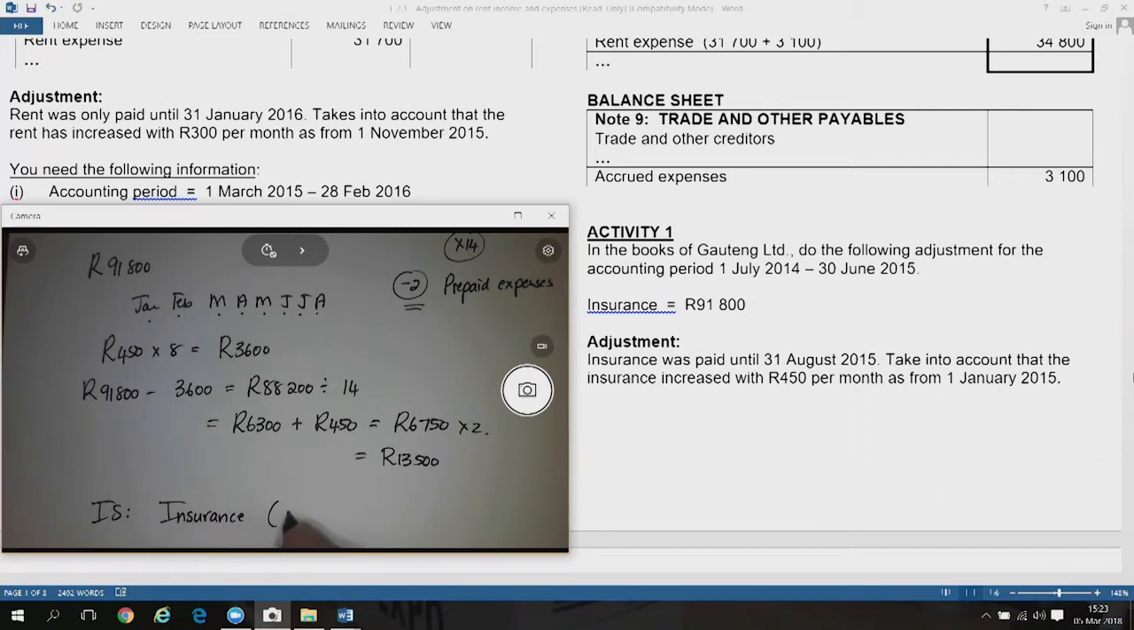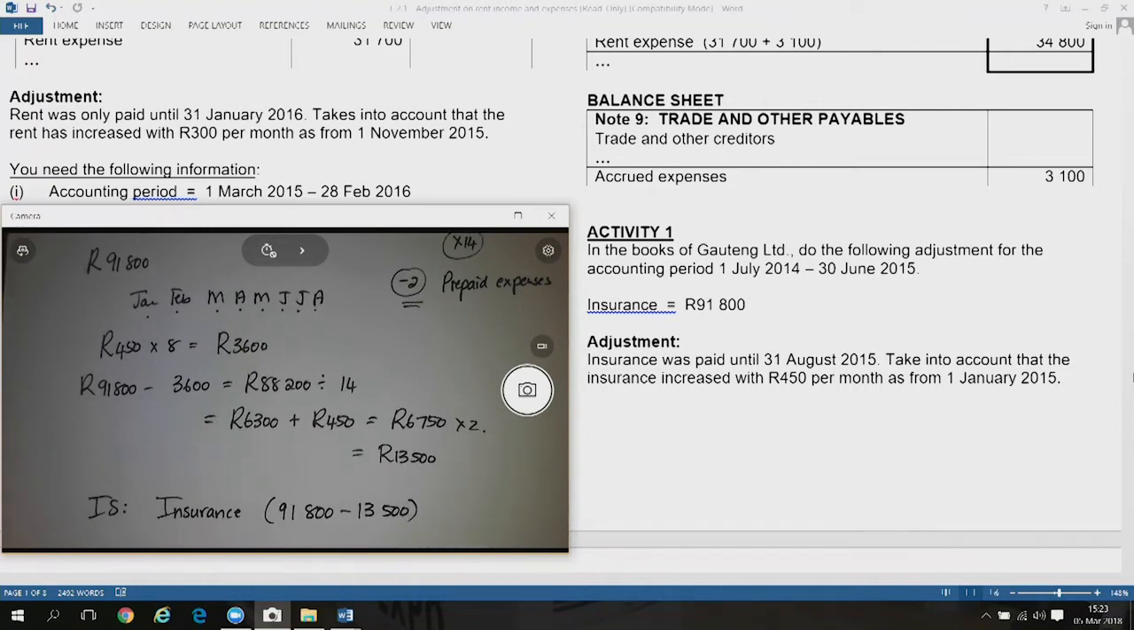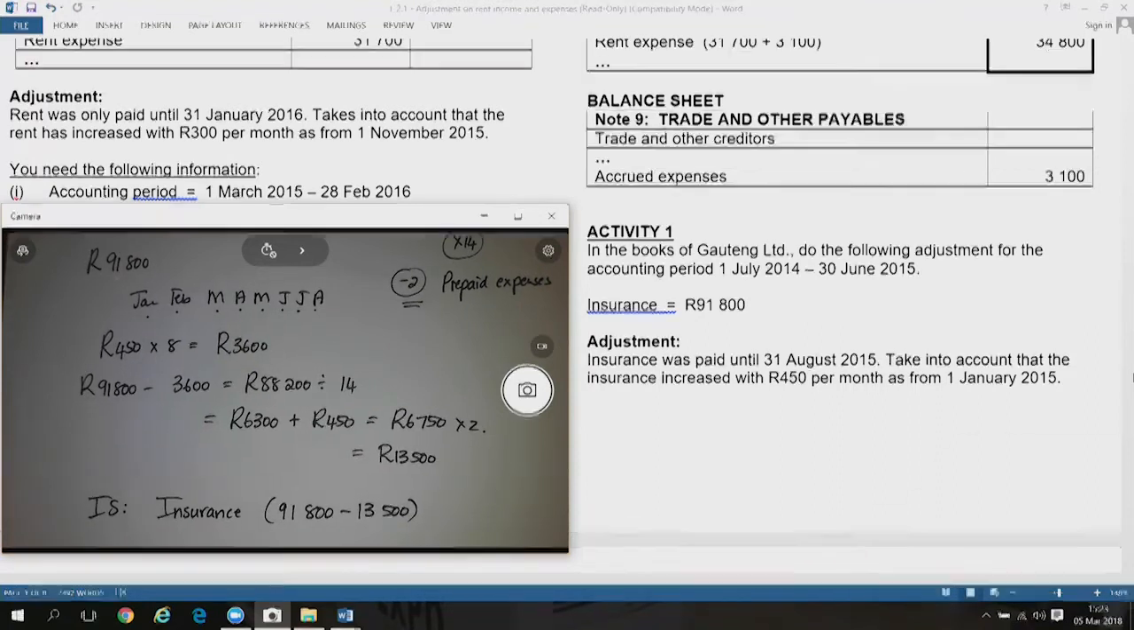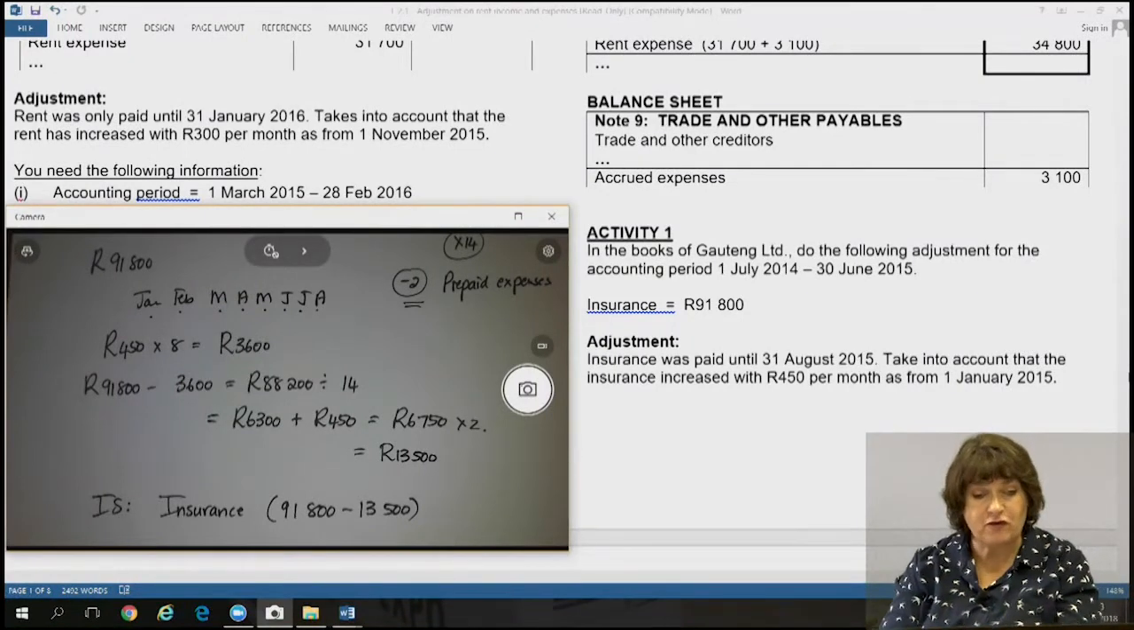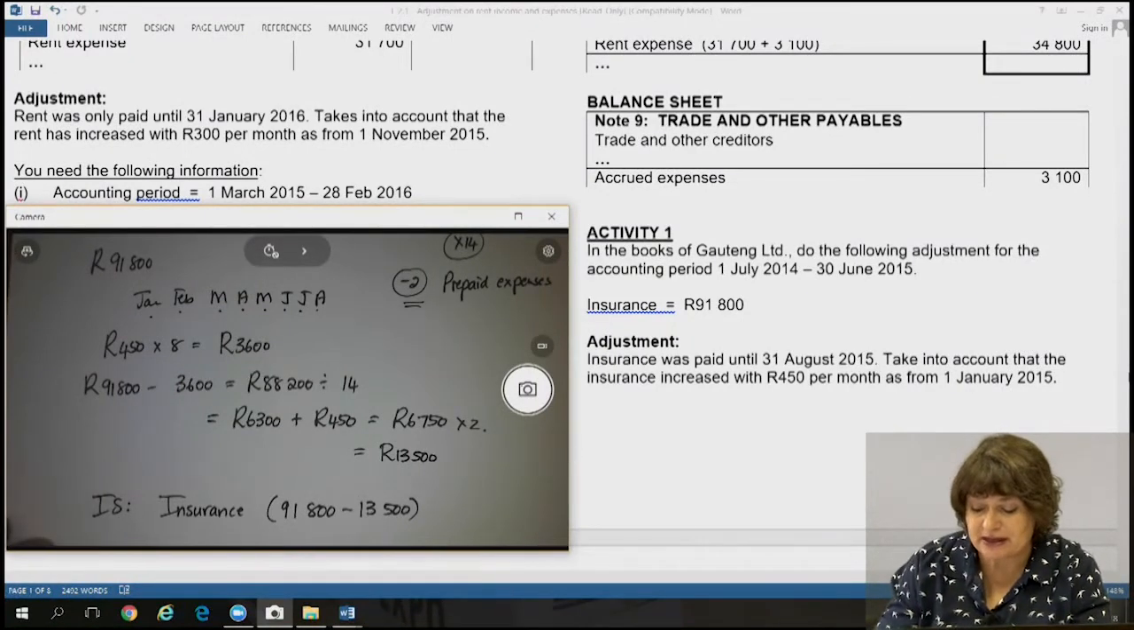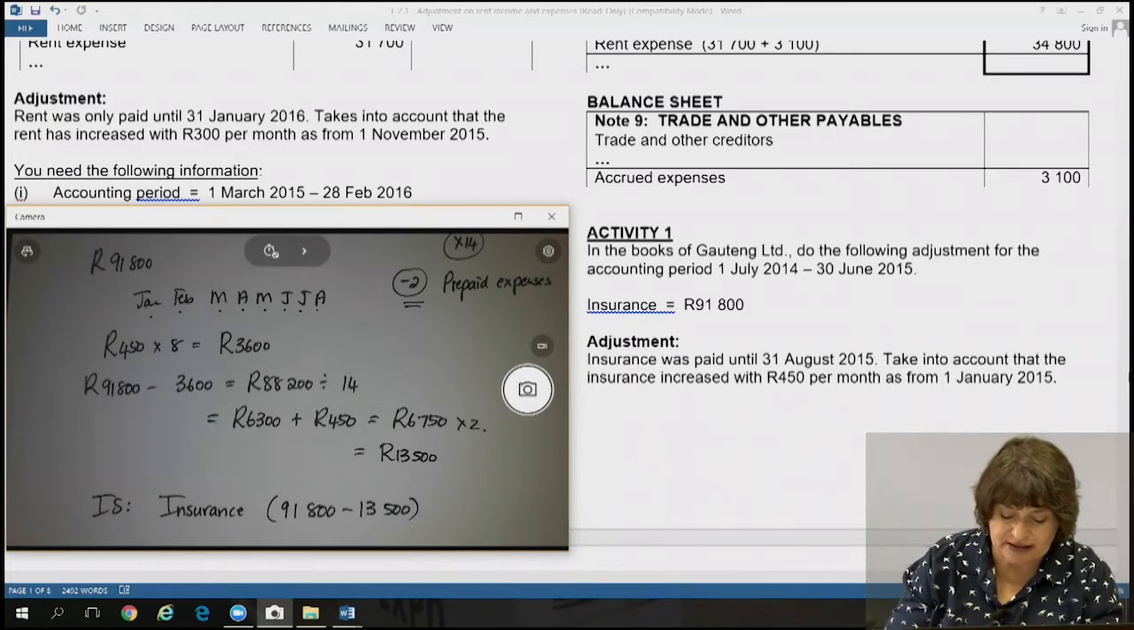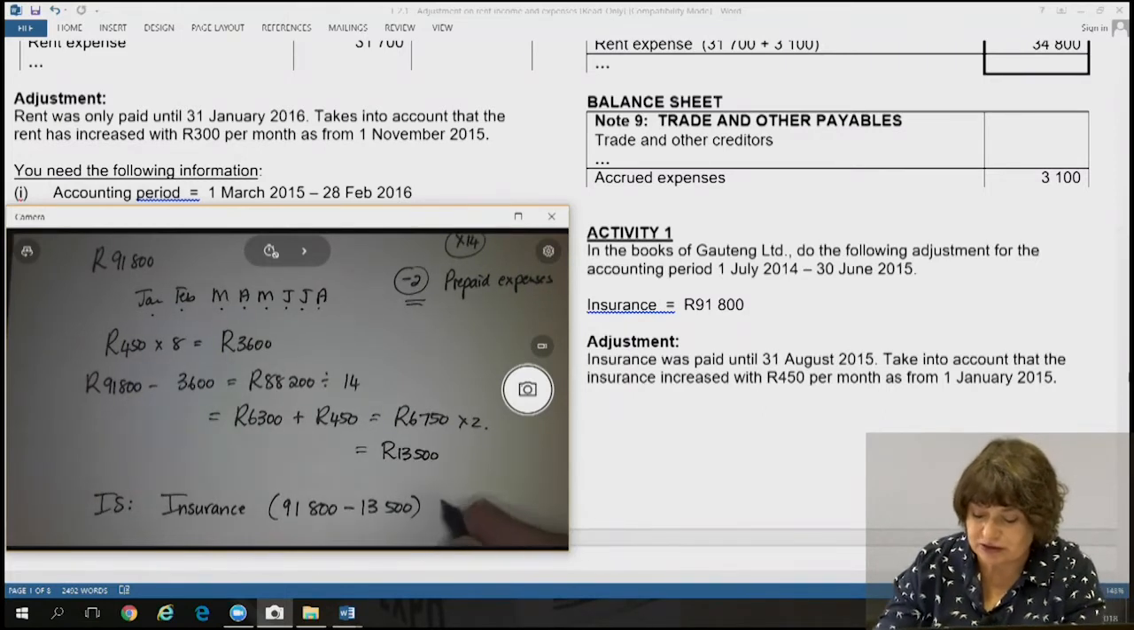is going to be 91,800 minus 13,500. Remember, we must only show the insurance for 12 months. We paid for 14 months. We take away the 2 months, and that gives you 91,800 minus 13,500. That gives you 78,300 Rand.